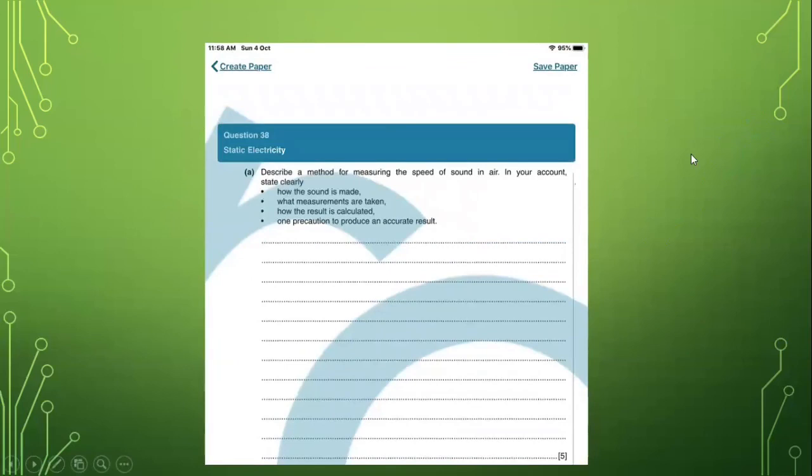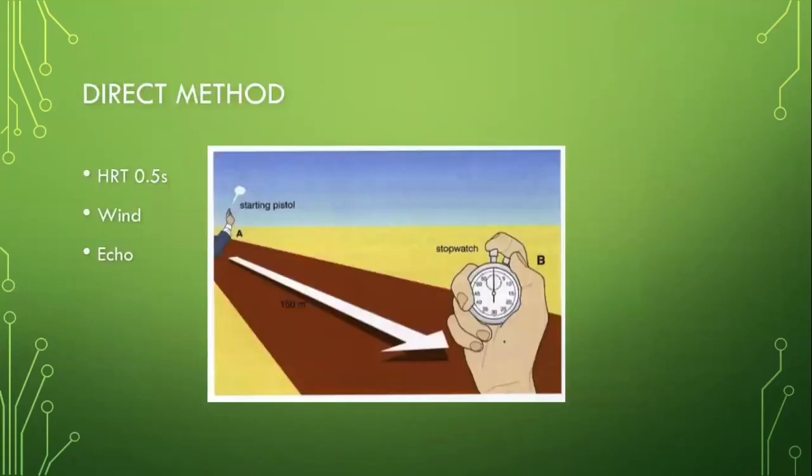Then the last question that we have is: describe a method for measuring the speed of sound in air. In your account, state clearly how the sound is made, what measurements are taken, how the result is calculated, and what precaution to take to produce an accurate result. The answer to this question can be this direct method of measuring the speed of sound. In this direct method, there is one person who has a pistol, and a second person standing away from the first person by a known distance, given as 150 meters, who has a stopwatch.